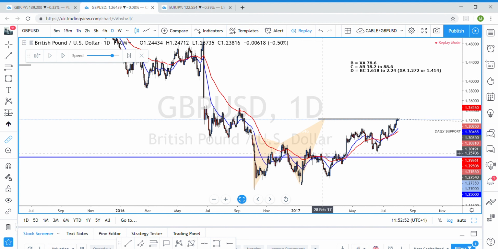And that is how you draw the harmonic projections and how I trade them. CD leg completion.